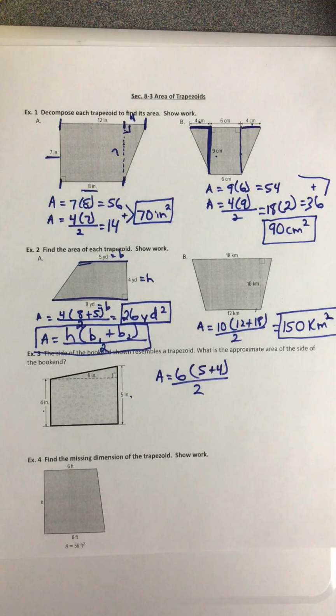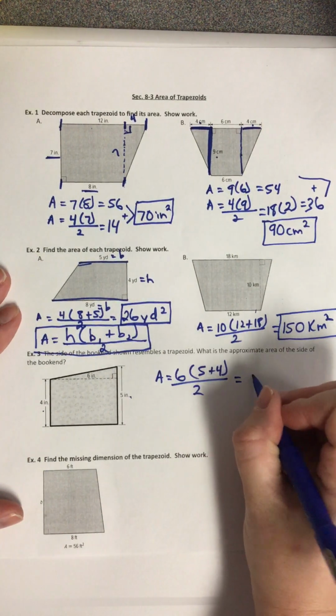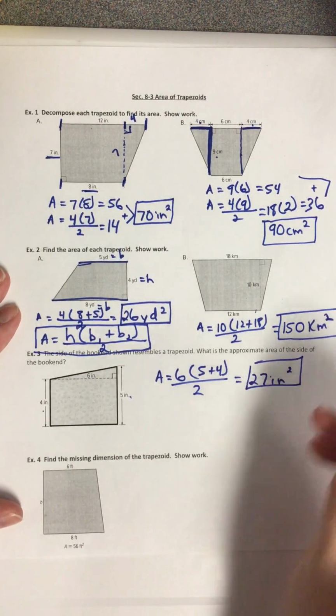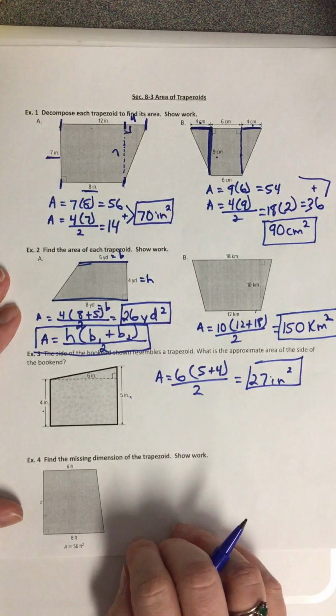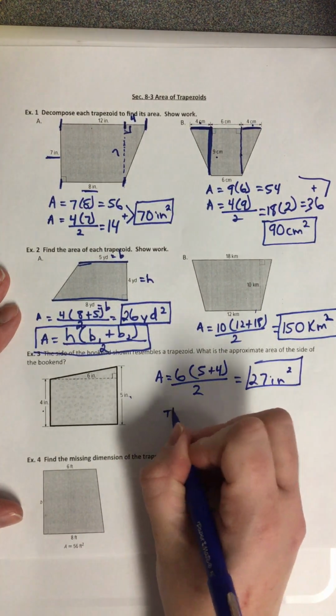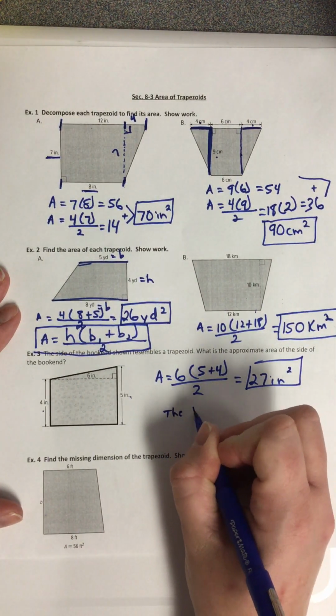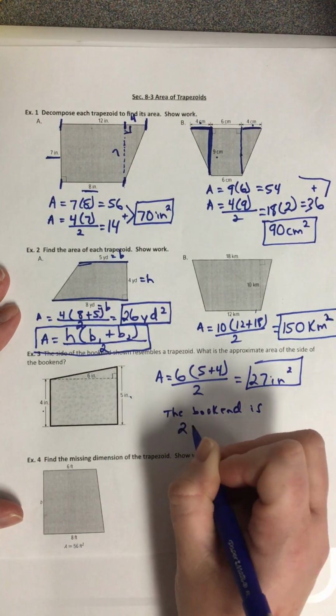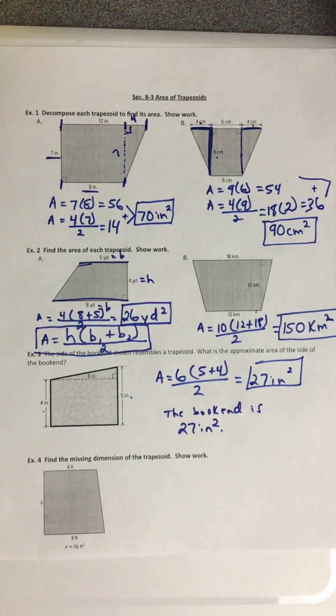I'm going to get the area of this bookend, right? So 5 plus 4, 9. 9 times 6, 54 divided by 2. I'm going to get 27 inches squared. So I guess since it is kind of more a word problem, I should probably insert a sentence. So the bookend is 27 inches squared. Okay.